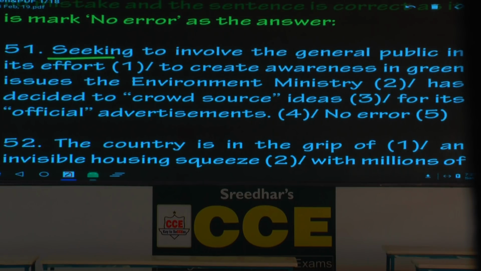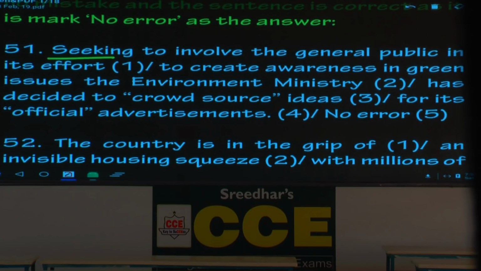Seek means what? To search for, one of the meanings. You guys are called what? Job seekers. You are searching for the job, seek. And seeking to involve the general public in its effort to create awareness, underline create awareness, in green issues, the environment ministry has decided to crowdsource ideas for its official advertisements.